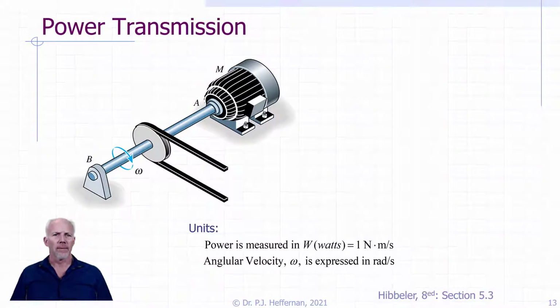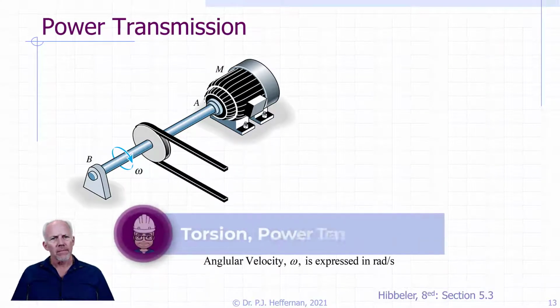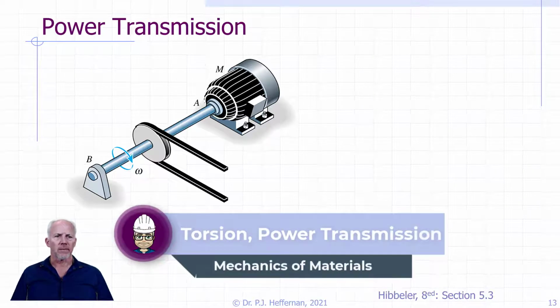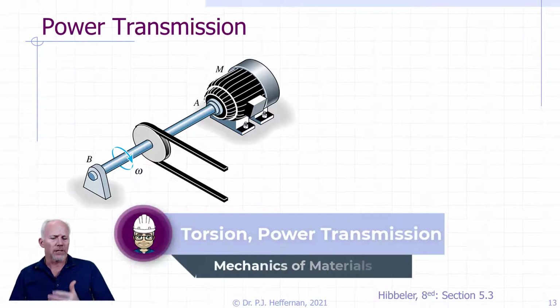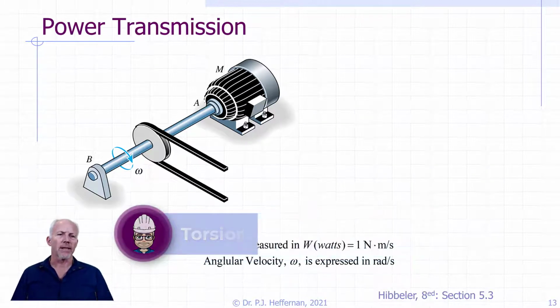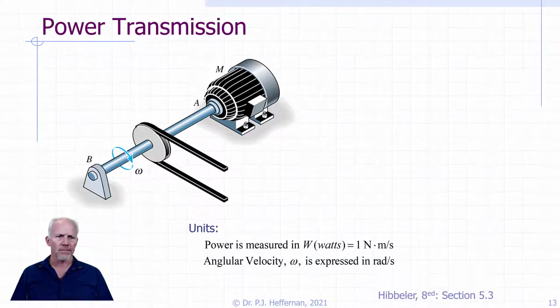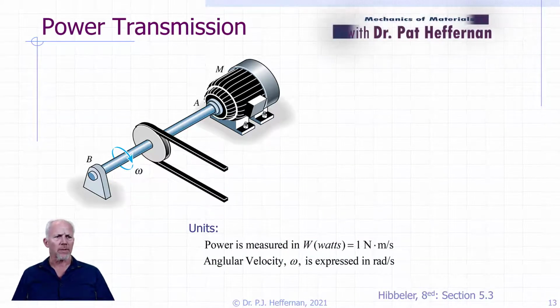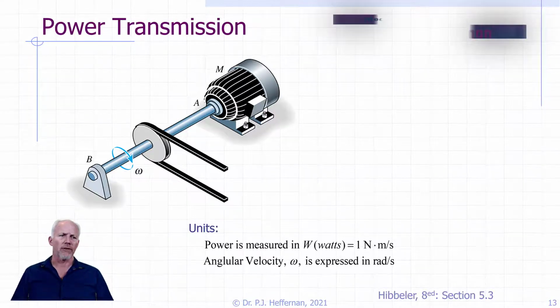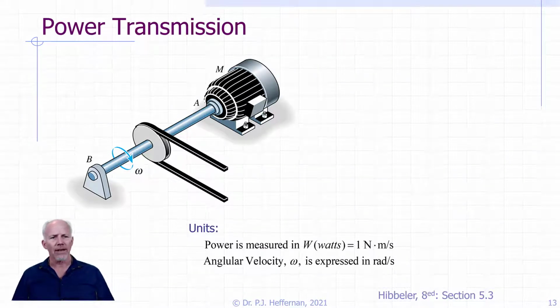So let's talk a little bit about power transmission. Because shafts are often used to transmit power, and we're using just prismatic shafts, they become really great examples for us in this course. When used for this purpose, they're subjected to torques that depend on the power generated by the machine and the angular velocity of the shaft.